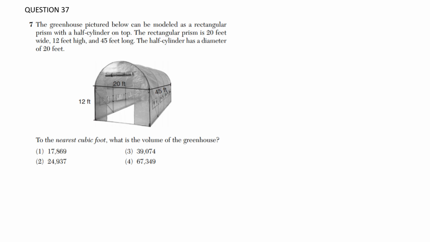Well, they've broken it up fairly easily for us at this point already. They said that the bottom is a rectangular prism, and the top is a half cylinder. So let's first calculate the rectangular prism as it's the easiest. We know that the volume of a rectangular prism is length times width times height. In this case, we have a height of 12, a width of 20, and a length of 45. Now that gives us a volume of 10,800. And this is in cubic feet.